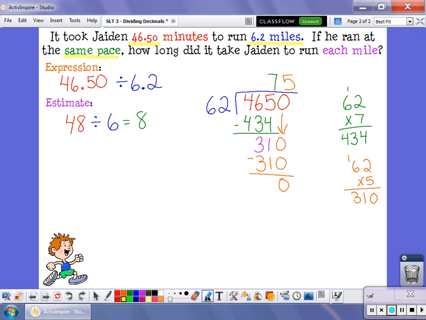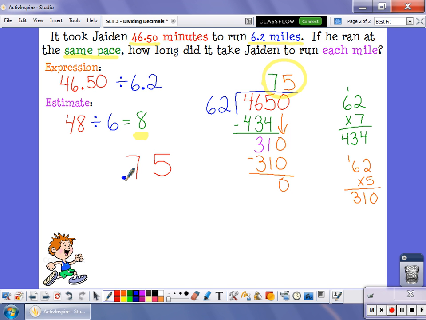So again, let's look at our estimate. Our answer should be close to 8 minutes. When I look at my quotient up here, it says 75, and that's because we're missing our decimal. So what we need to do is figure out where I can put my decimal to make this close to 8.